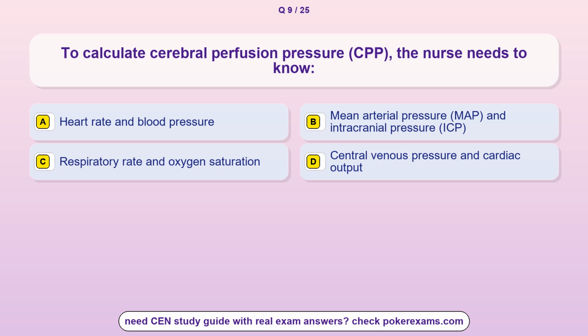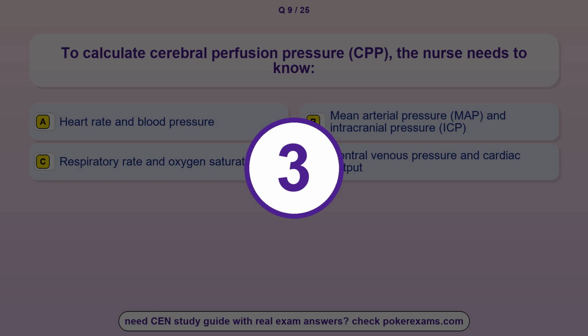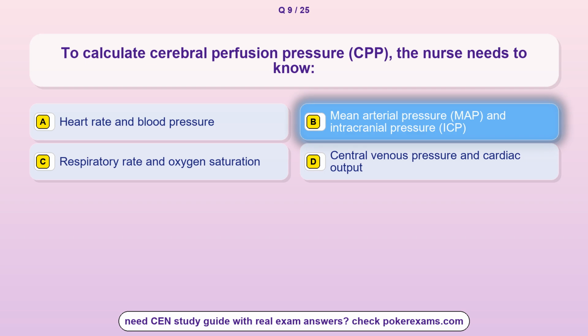Question 9. To calculate cerebral perfusion pressure, CPP, the nurse needs to know: Option A, heart rate and blood pressure. Option B, mean arterial pressure, MAP, and intracranial pressure, ICP. Option C, respiratory rate and oxygen saturation. Option D, central venous pressure and cardiac output. The correct answer is option B, mean arterial pressure, MAP, and intracranial pressure, ICP.